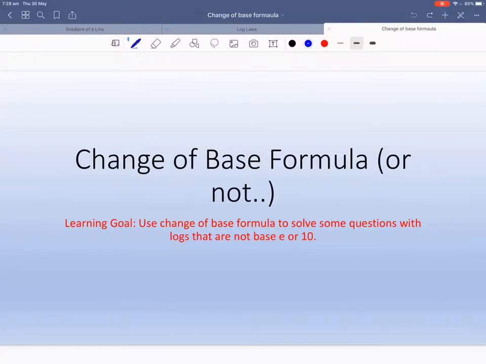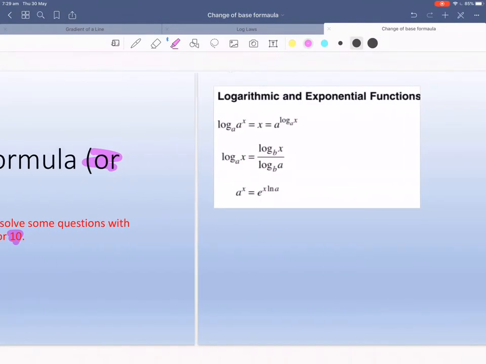In this lesson we're going to do the change of base formula, or not. The reason I say "or not" is that we could use the rules we should have learned last lesson, the log laws, and then just use algebra to solve. The reason we need this is that our calculator only has logs to the base e or to the base 10. So we need to change the base of the log so it's in one of those two, so we can actually get a numerical value from it, because we don't at the moment.